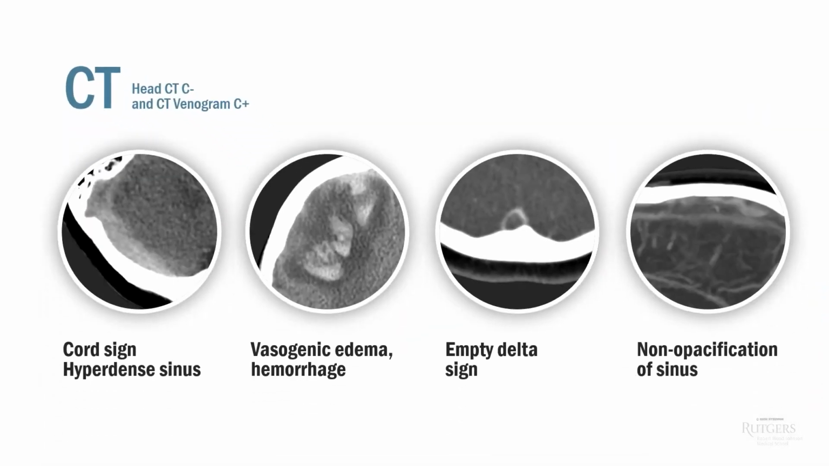When reviewing CT-based studies, you're looking for cord sign or hyperdense sinus, vasogenic edema and hemorrhage of venous infarction, empty delta sign, and general non-opacification of a sinus.